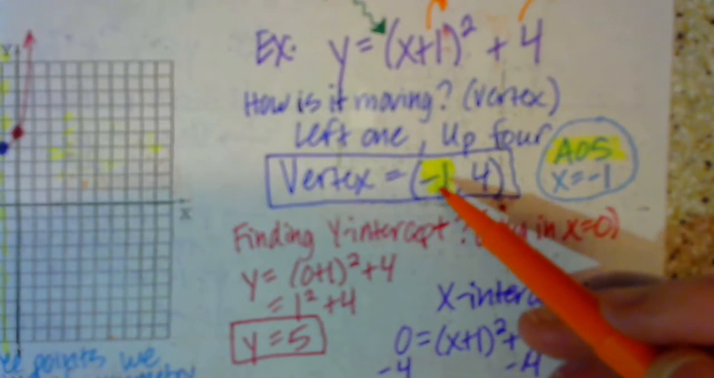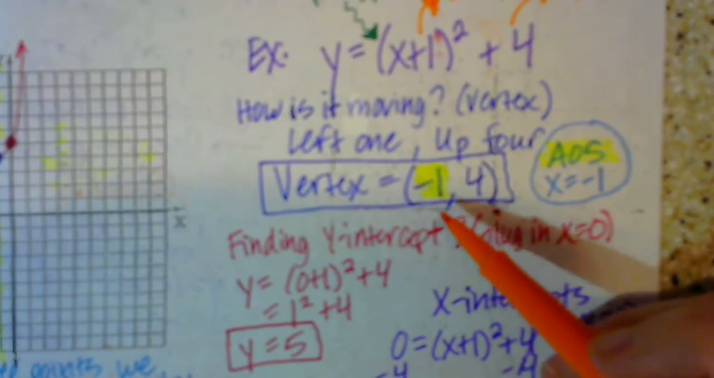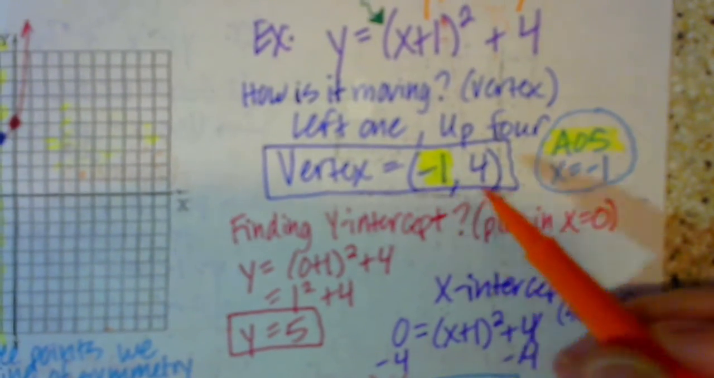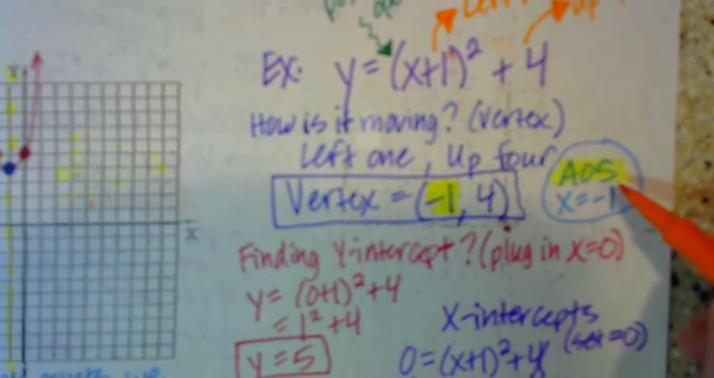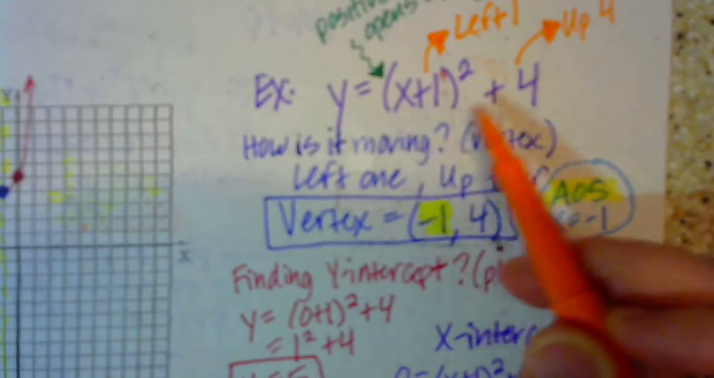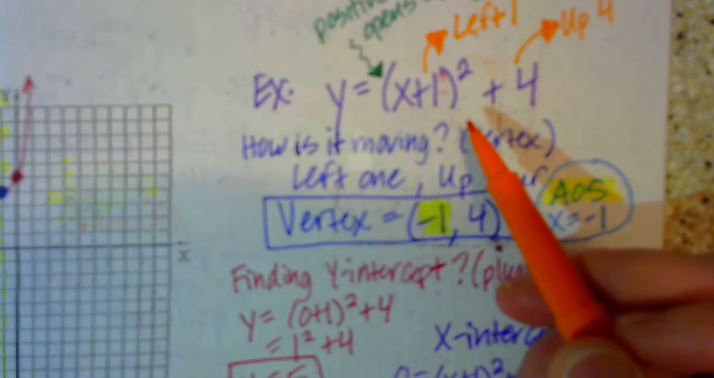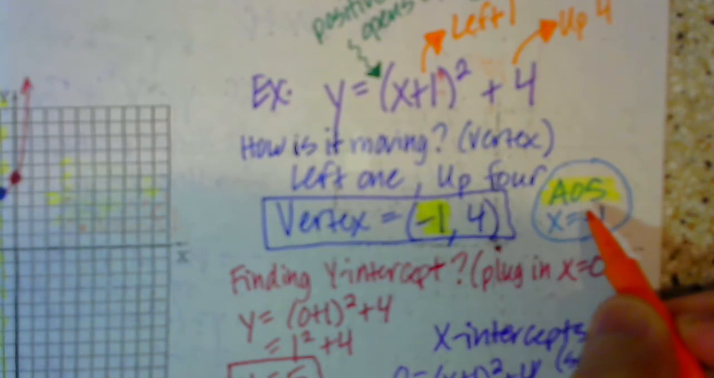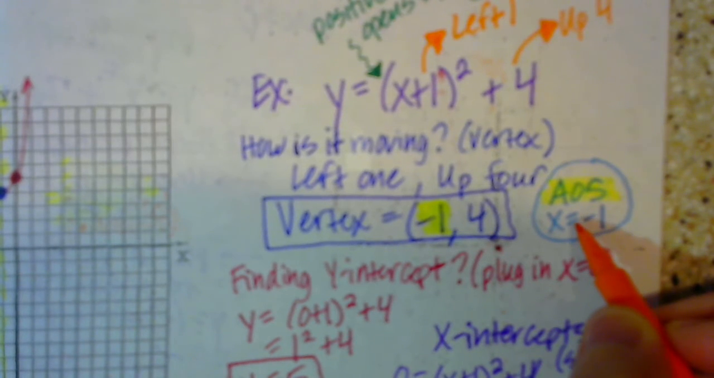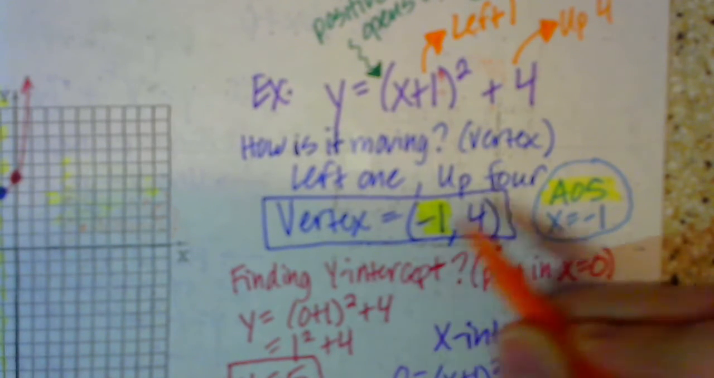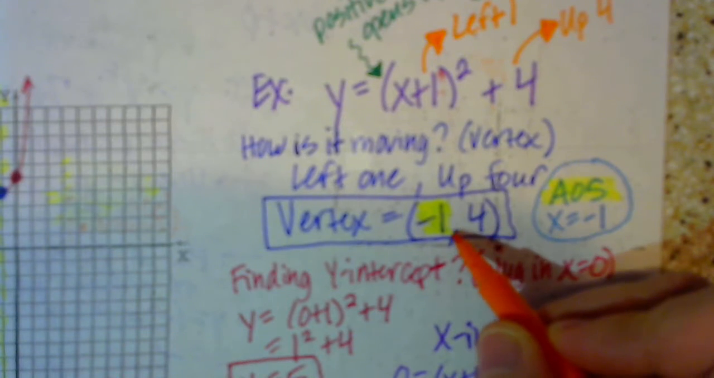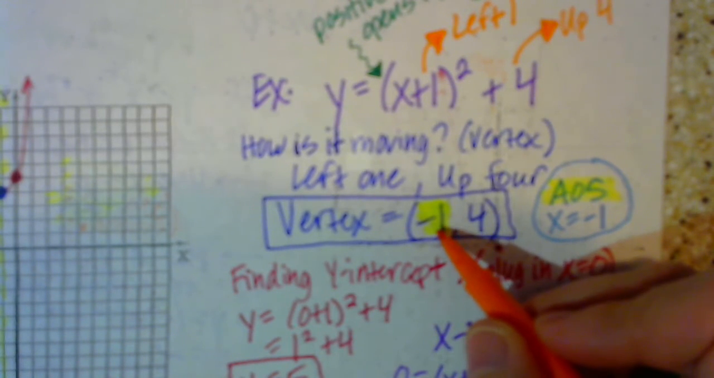This is why we always say opposite sign inside parentheses. It was plus, but it's really moving to the left. I never did use negative b over 2a because it was not in standard form. I didn't need to. But no matter what, this first number of your vertex is always the axis of symmetry. So don't let that throw you off. If they ask you for axis of symmetry, that doesn't mean that you always have to do negative b over 2a. If you know the vertex, the first number is the axis of symmetry.